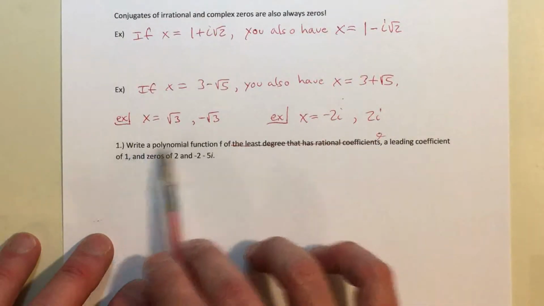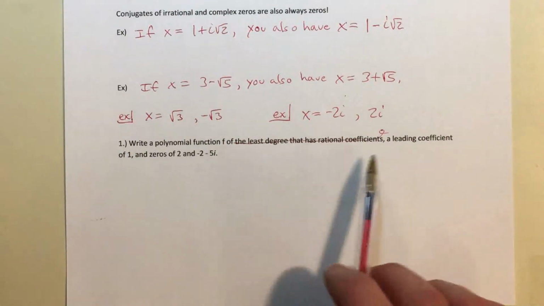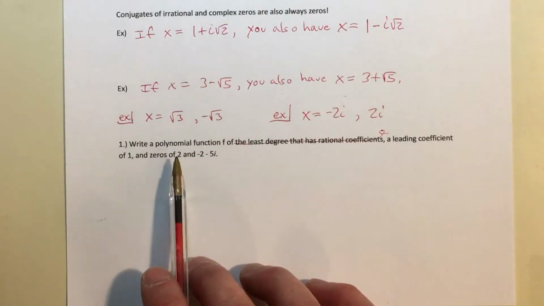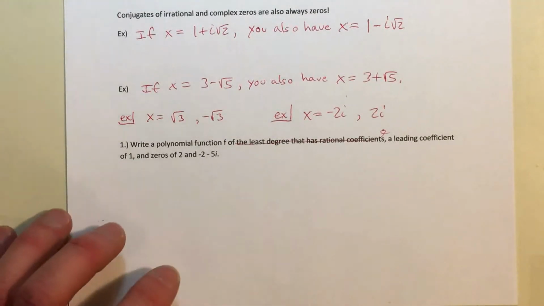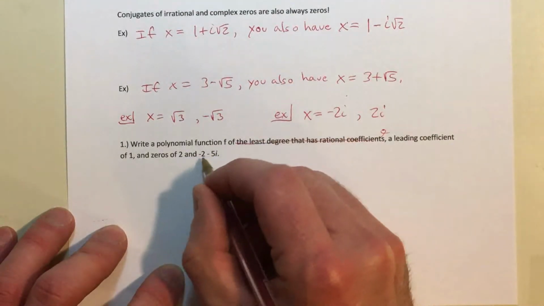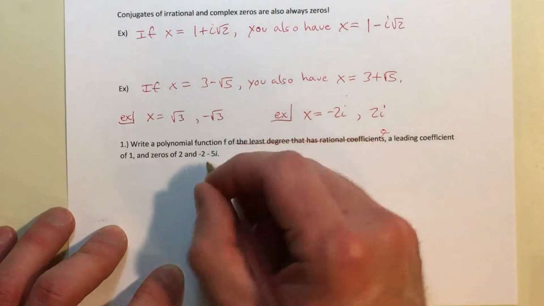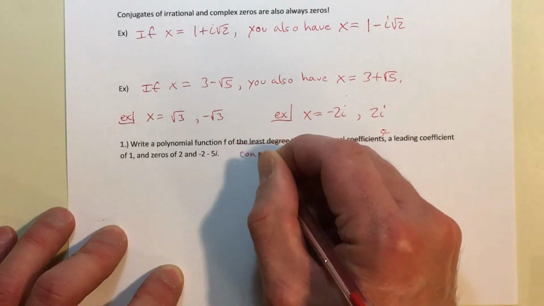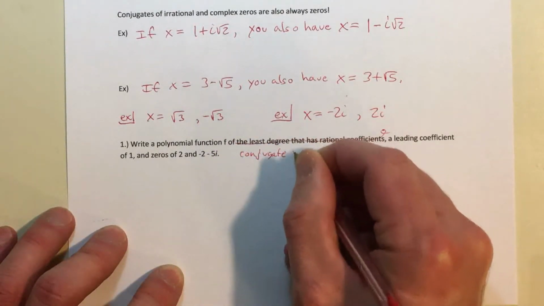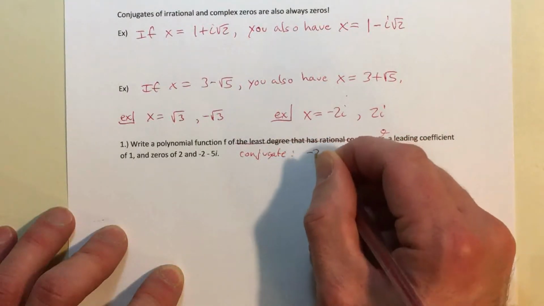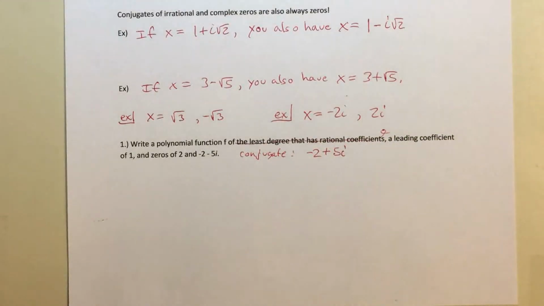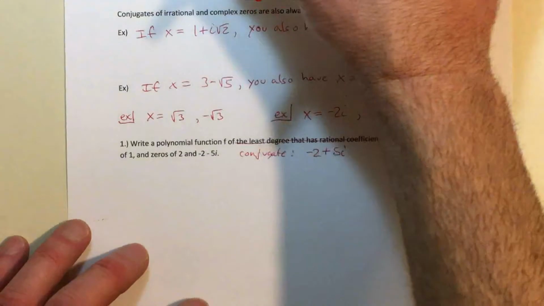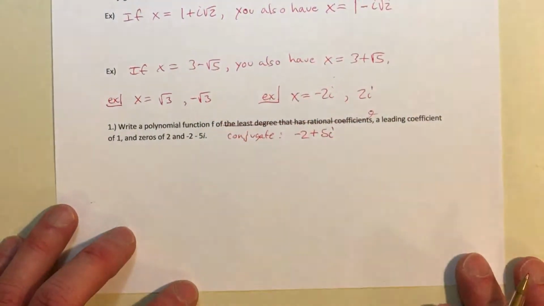So we want to write a polynomial function f that has a leading coefficient of 1 and zeros of 2 and negative 2 minus 5i. Well, before I start to write anything out, I'm going to remember the conjugates issue. If we have negative 2 minus 5i, that's a complex number, it's imaginary, we are also going to have its conjugate. We are also going to have negative 2 plus 5i as one of our zeros. Now we're ready to go. Let me slide this up here just a little bit, make sure I got plenty of room. Yeah, there we go.